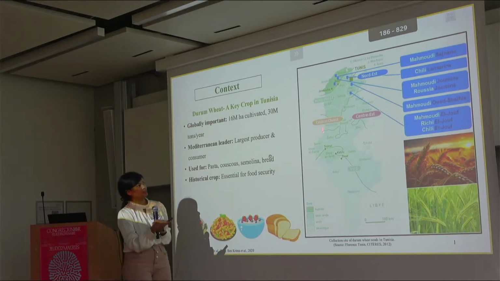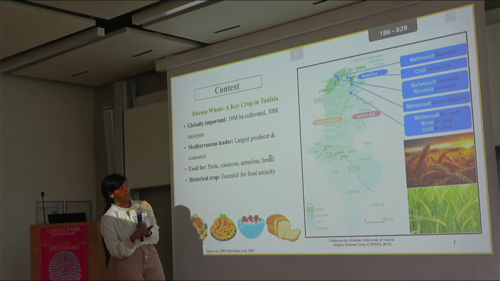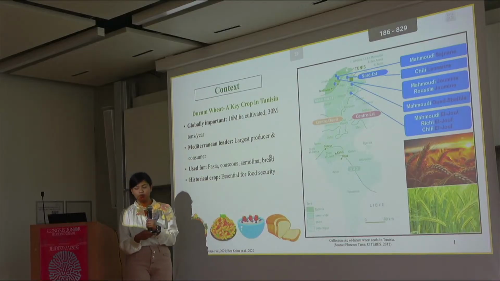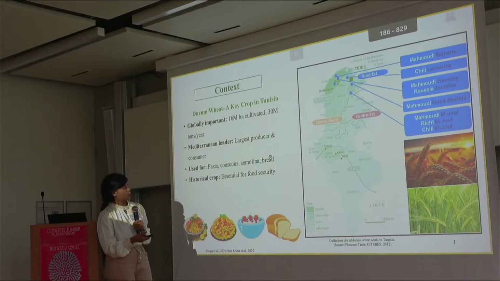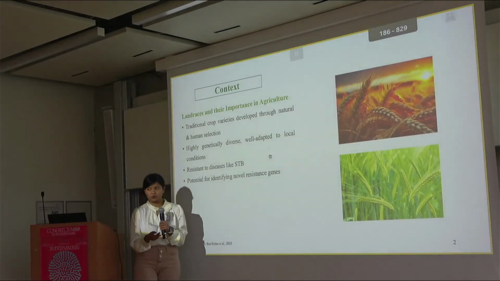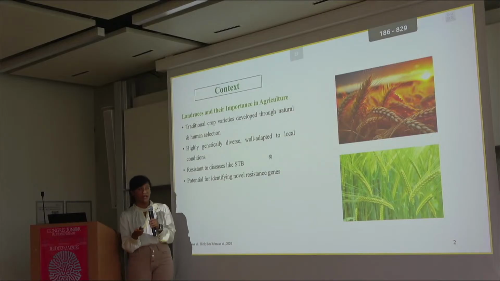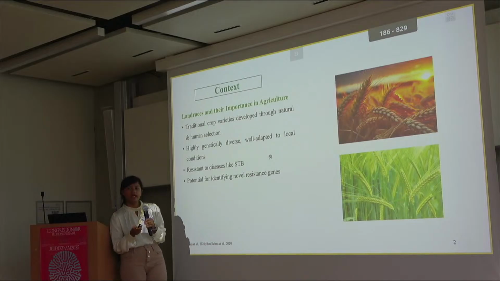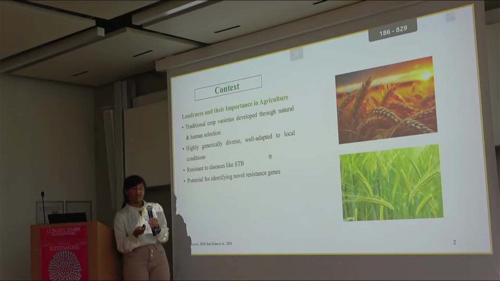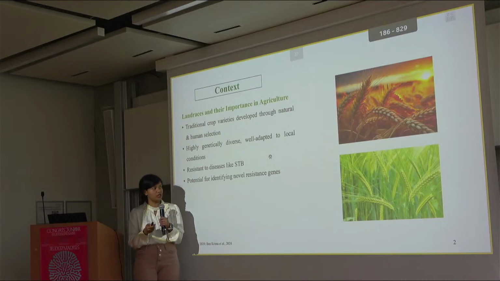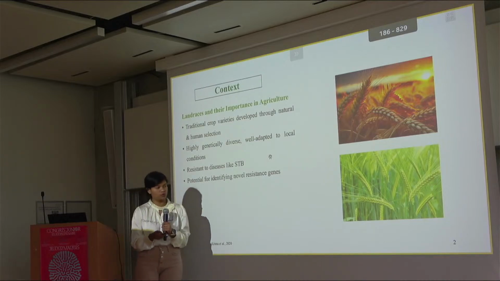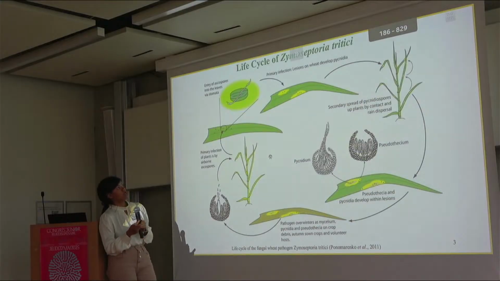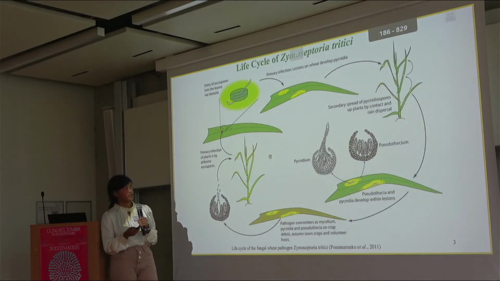So here we have the map of Tunisia from where each of the landraces are collected and we used in our experiment. So what are these landraces? They are very genetically diverse and well adapted to local conditions. And they have shown remarkable potential in limiting this STB disease. So what makes them successful is not just having the resistance genes, it is how these genes are structured and interact within themselves.